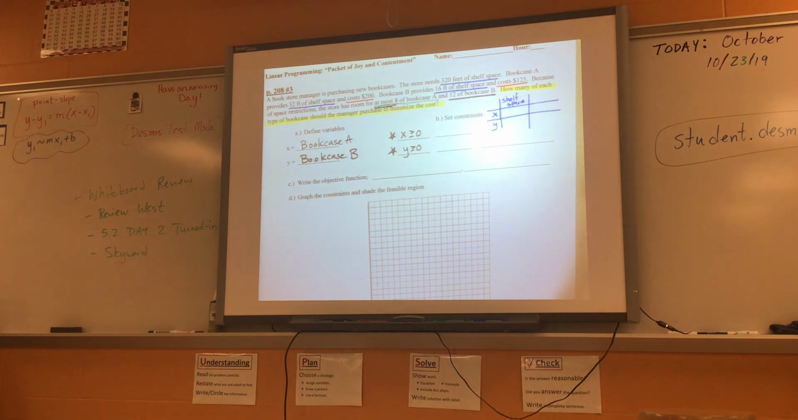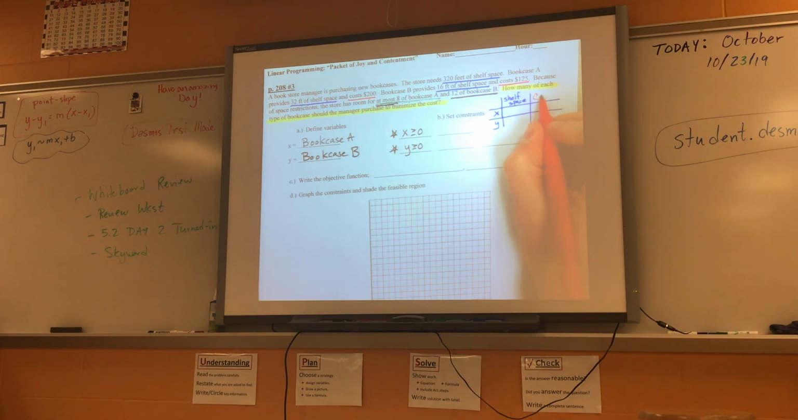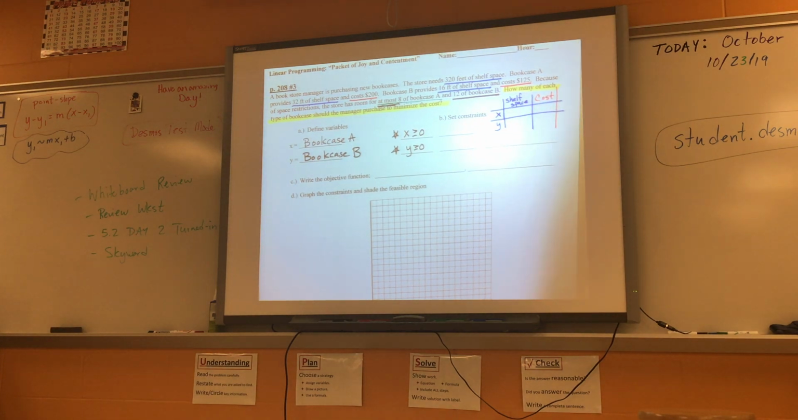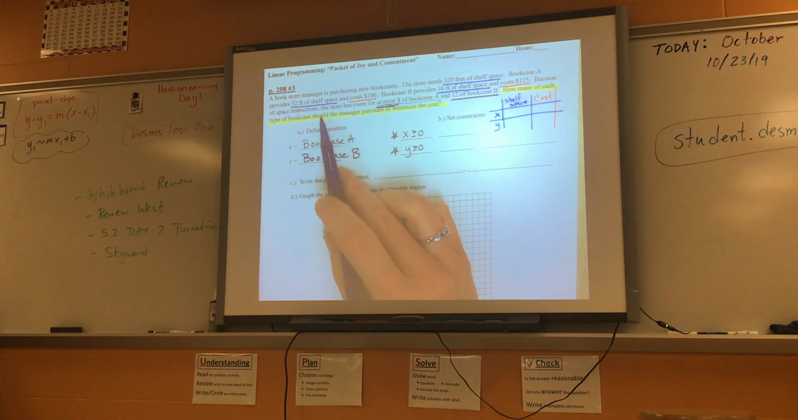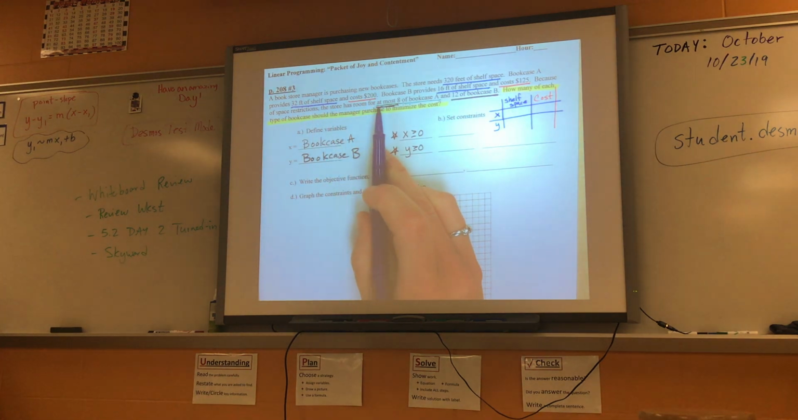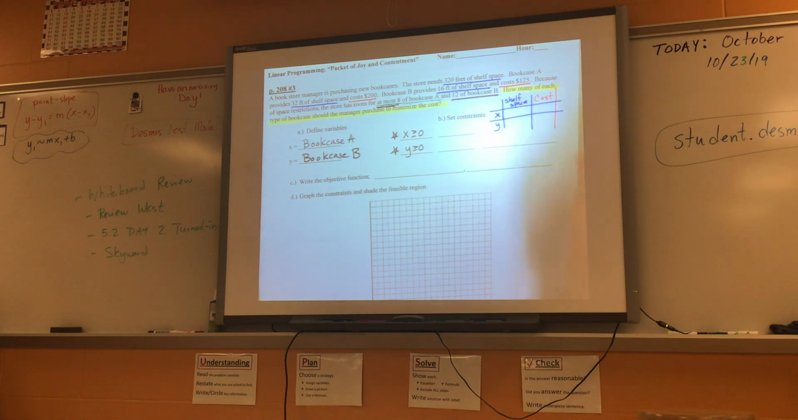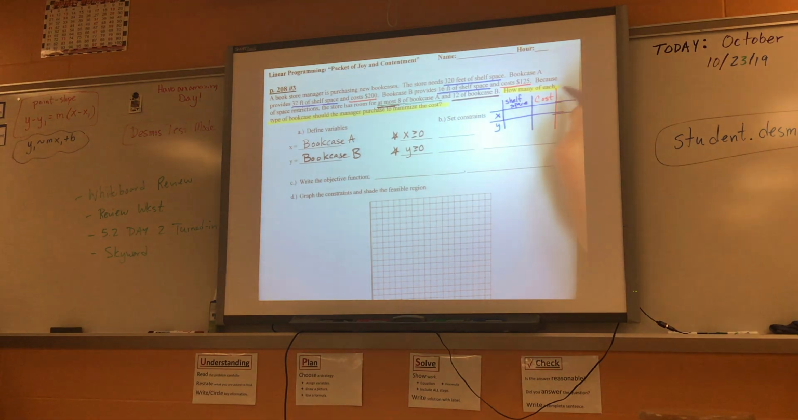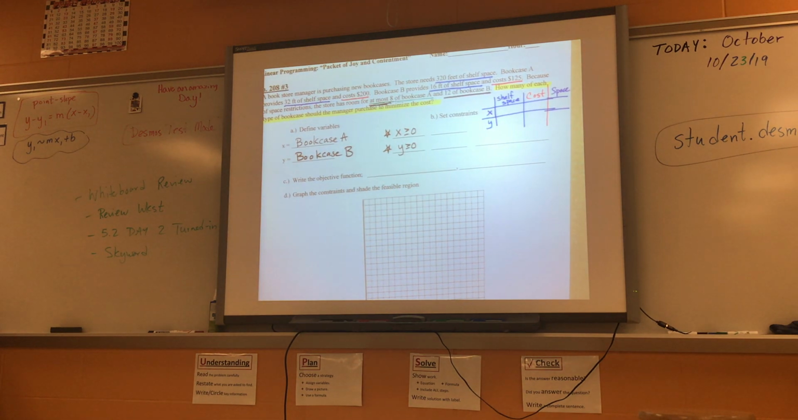Then they talked to us about money. So the cost, that's another column of information in this problem. And then the other thing they talked about is the space restrictions, like we could only have 8 of bookcase A and 12 of bookcase B. So the other one I'm going to call our space restrictions. Okay? So let's take our information and put this into the chart.